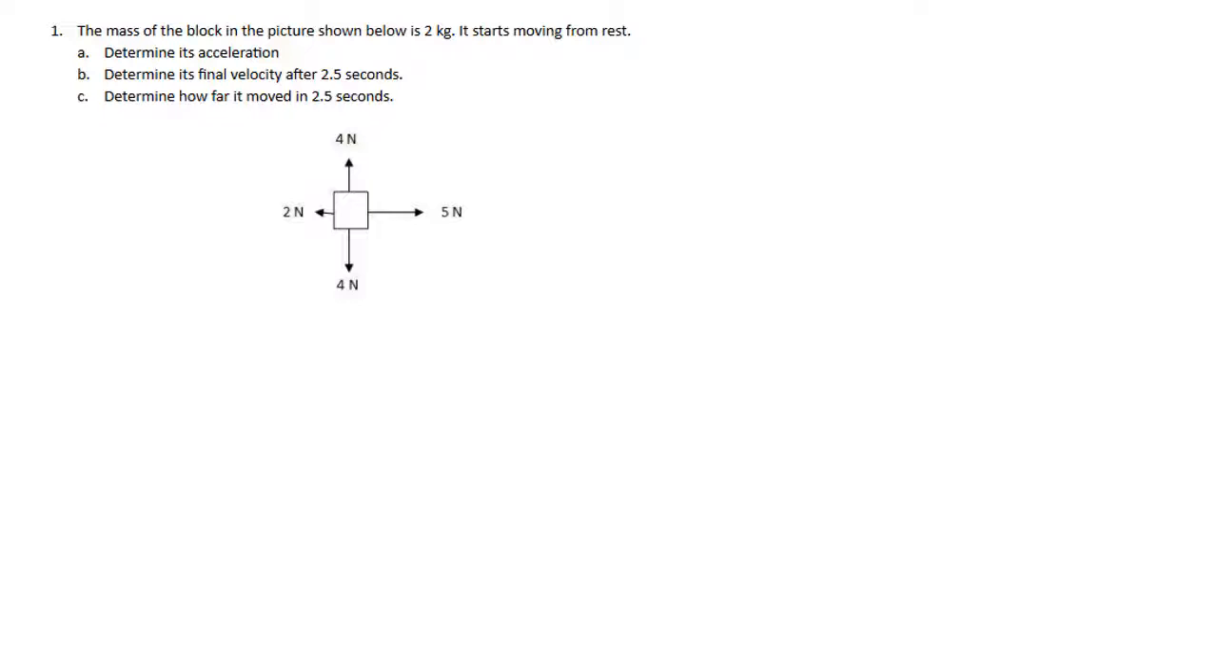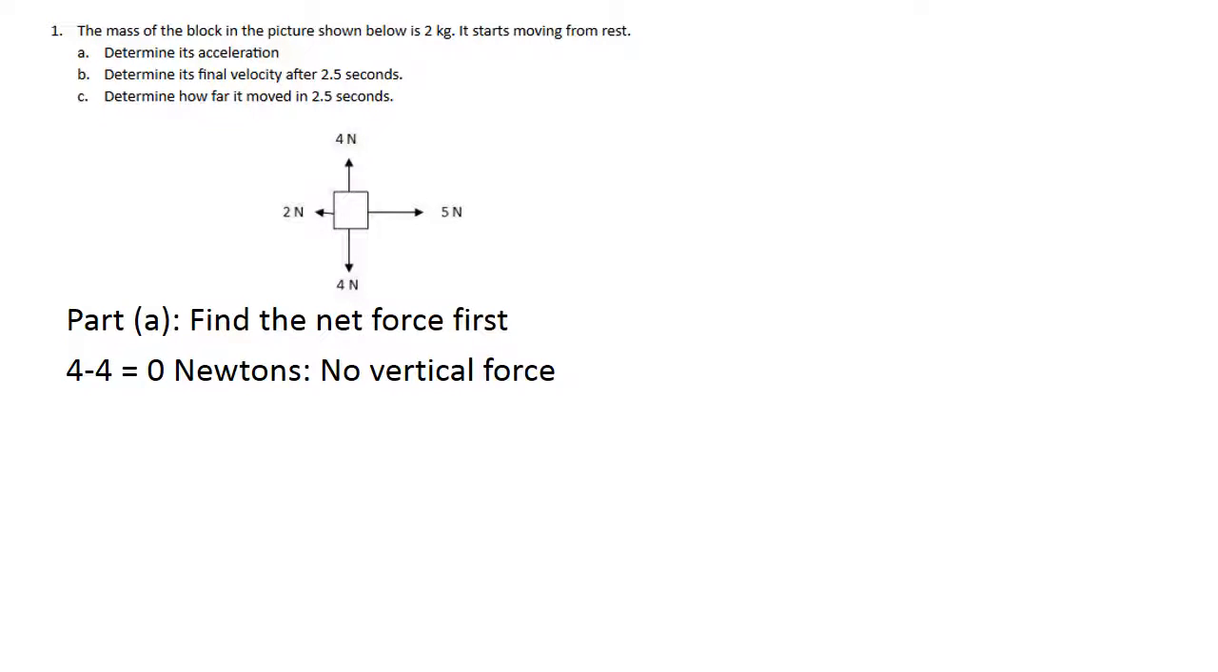Okay. So first you can see in the picture that we're going to find the net force first before we can find the acceleration, because we're given all the forces in this problem. Well, you can see the force upward is 4 newtons and the force downward is 4 newtons, so those balance out. Leaves a net force of 0 vertically, so there's no net vertical force.